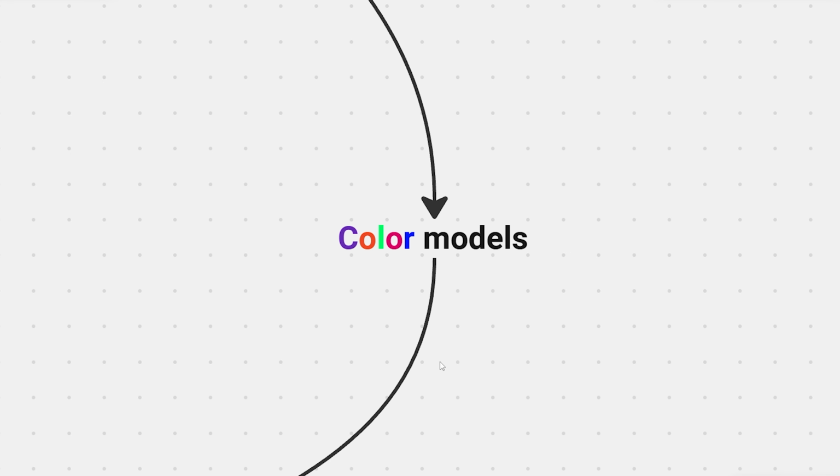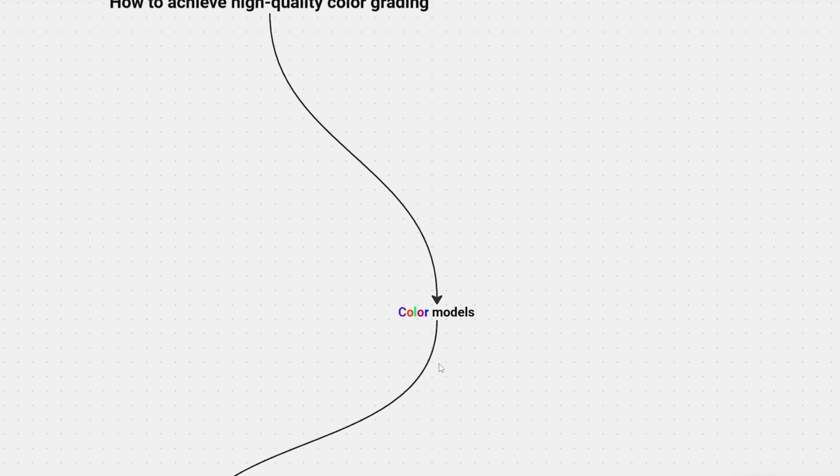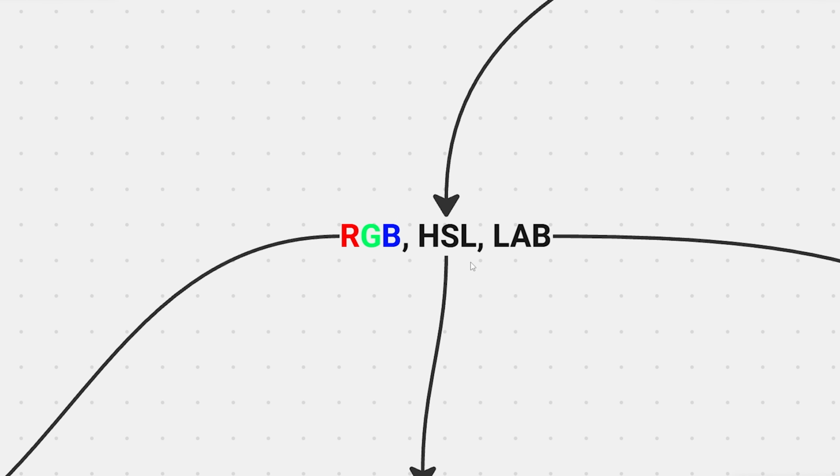Color models define how colors are encoded and displayed in the digital world. Different models are used depending on the task, and each has its own unique features. I'm gonna break down the three main ones: RGB, HSL, and LAB. RGB is the primary model used in monitors, TVs, cameras, and all digital displays. It's based on the principle of additive color mixing. The more light you add, the brighter the color becomes.